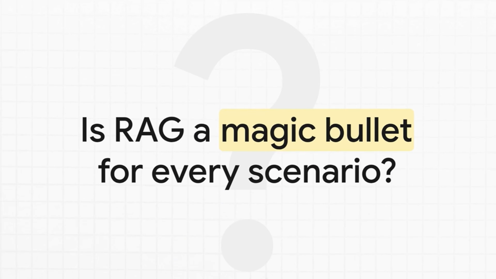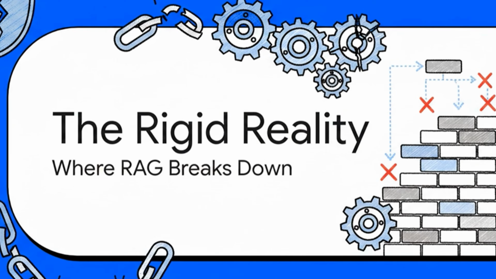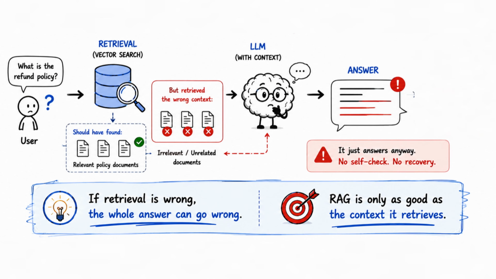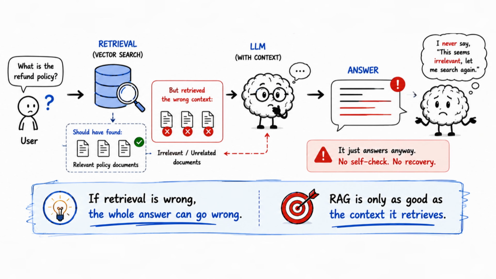However, RAG is not a magic bullet for every scenario. First, it's inherently a rigid one-shot process. The model gets a single batch of retrieved documents and must work with whatever it's given. If the retrieval step pulls the wrong context, the model has no way to notice or recover. It never says, this seems to be irrelevant, let me search again, and it just answers anyway with whatever it got.